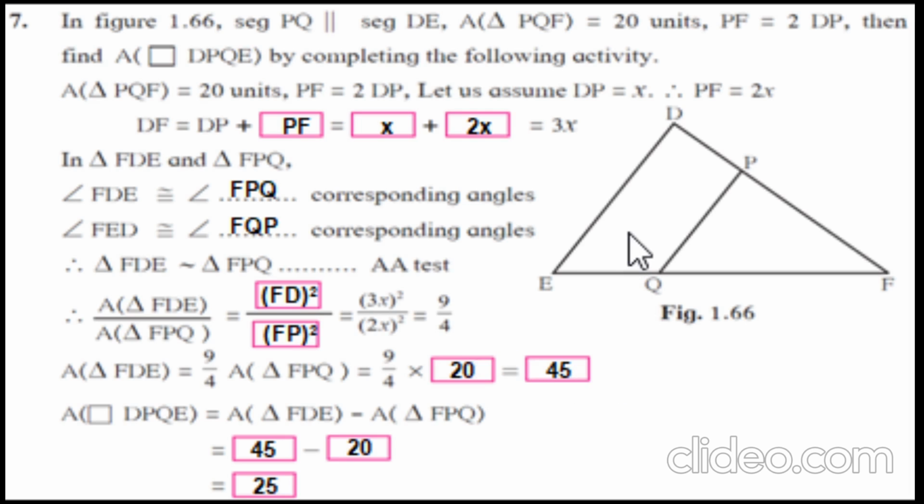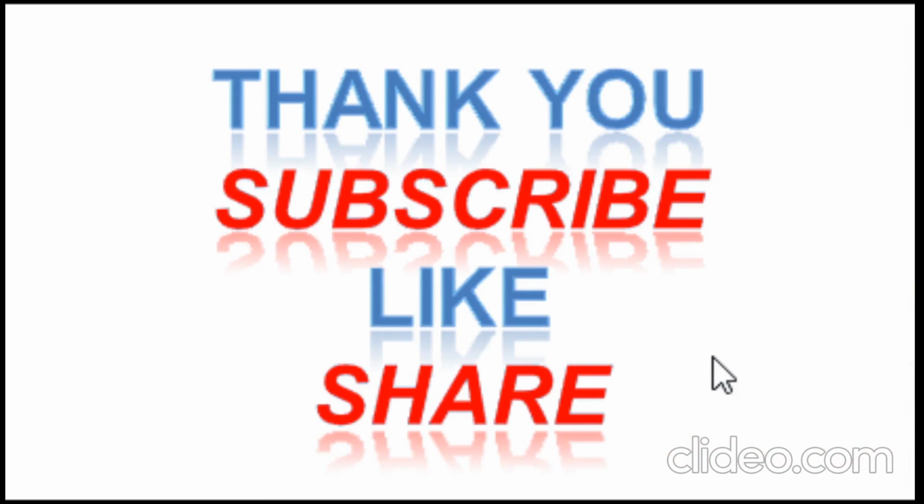Then to find out the area of this quadrilateral, we have to subtract the area of smaller triangle from area of bigger triangle. So area of quadrilateral DPQE is equal to area of triangle FDE minus area of triangle FPQ. So 45 minus 20 is equal to 25. So area of triangle FPQ is 20, area of quadrilateral DPQE is 25, and this total area of bigger triangle DEF is 45.